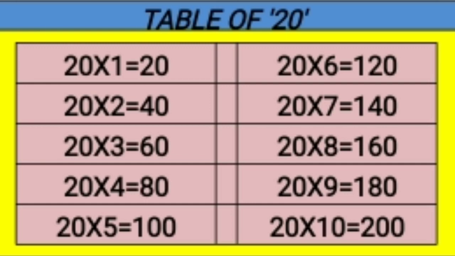20 sixes are 120. 20 sevens are 140. 20 eights are 160. 20 nines are 180. 20 tens are 200.